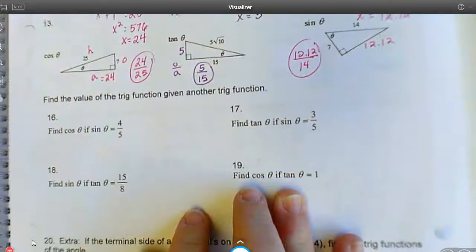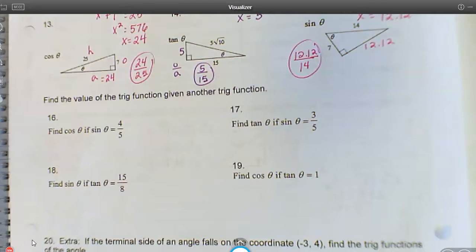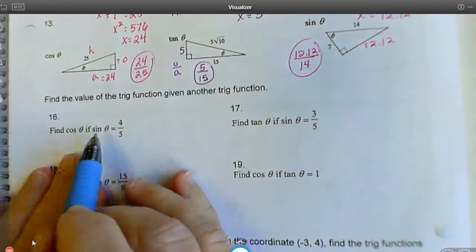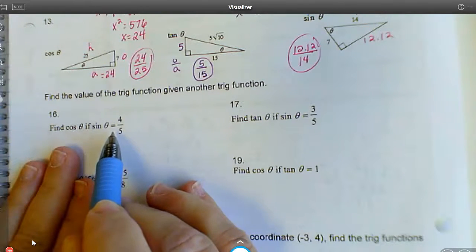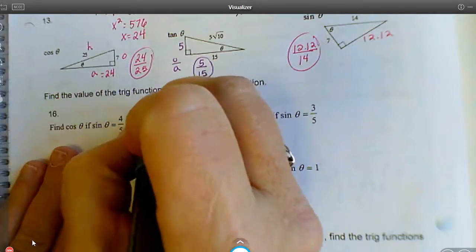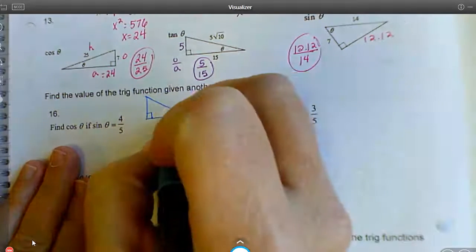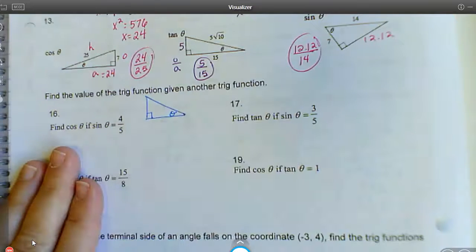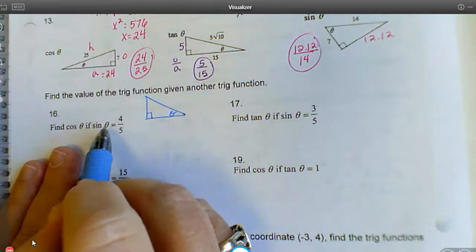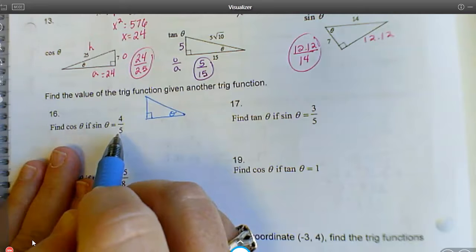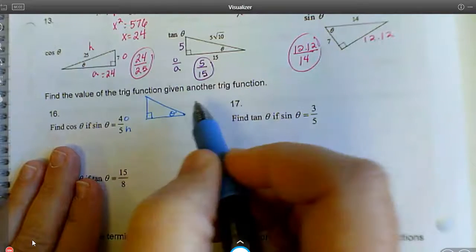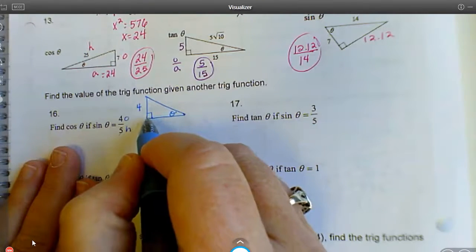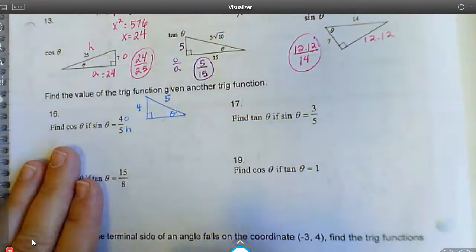Okay, let's look at the next ones. The next ones are very similar. It's just that a picture is not drawn for you, but it's similar information. So on number 16, it tells me that we want to find cosine, but we know what sine is. So what you do is you start by making your own little triangle and labeling wherever your angle is. I know that sine of the angle is 4 over 5. That tells me that 4 is the opposite and 5 is the hypotenuse. So if this is my angle, I know 4 is across from it, and across from the 90 is the hypotenuse.